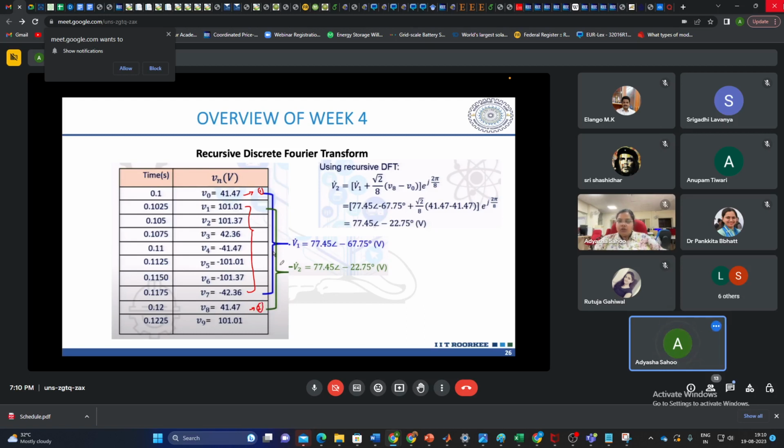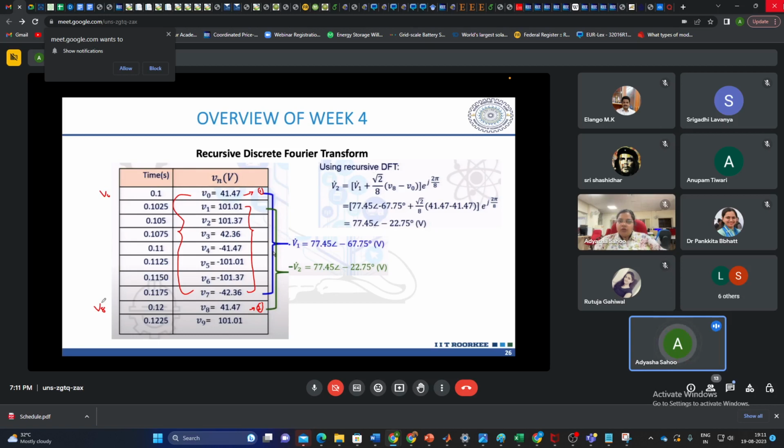So if we utilize this relation, and you may have also seen it in the lectures, we can derive that directly. We can compute this V2 phasor using the information of the V1 phasor and the relation. So basically this is V8, this was V0. As we shifted from this window, we discarded the old measurement and added the new measurement. So this V2 phasor can be calculated using the relation here.